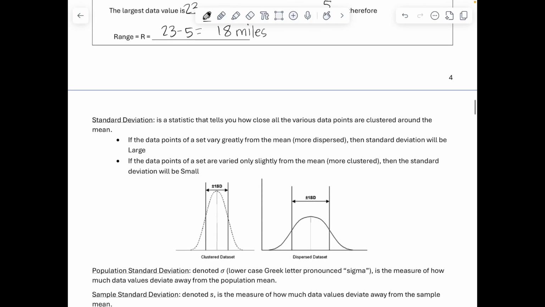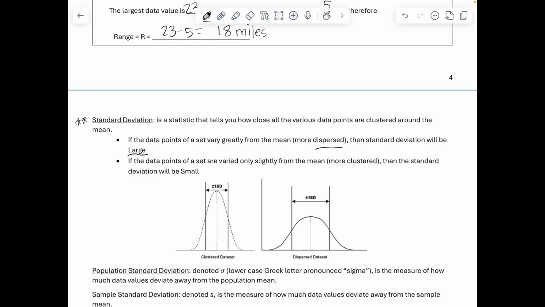Next thing that we have is standard deviation. This is the most important one that we have for our chapter. And so standard deviation is a statistic that tells you how close the various data points are clustered around the mean. So there's 2 bullet points right there. First one says if the data point sets vary greatly from the mean, this means that they are more dispersed or farther from the mean, then the standard deviation will be large.